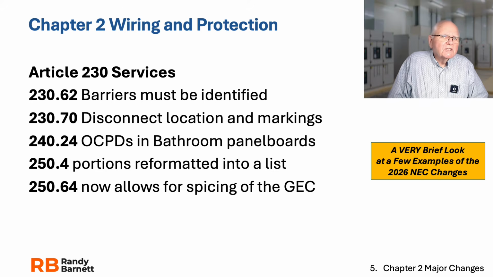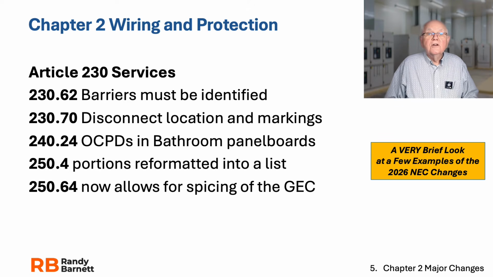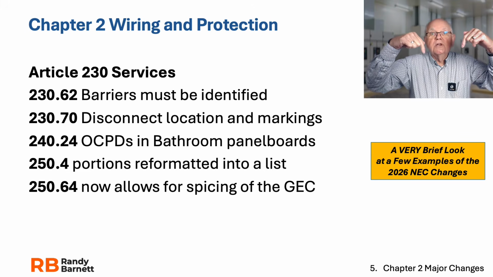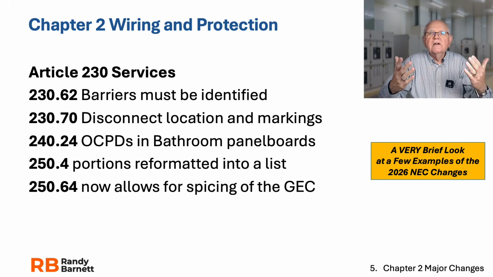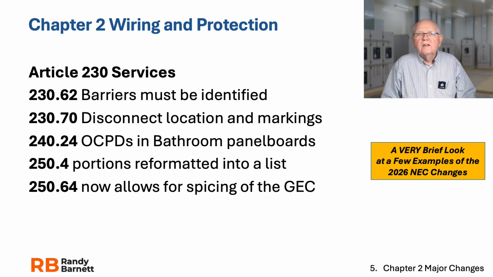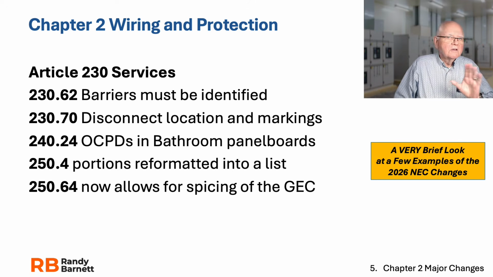Let's take a look at some of the changes in Chapter 2 for wiring and protection. So there's a requirement in the code book on a service where my line terminals come in, I must have some type of protection over those line terminals. Because even if I shut off the main breaker down here, those line terminals coming in from the utility are still hot, energized, aren't they? So we must have barriers in place. Well, those barriers must be identified for that particular use, that particular panel, board, whatever it is.